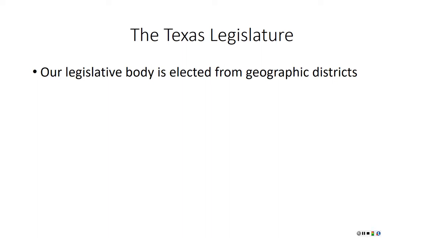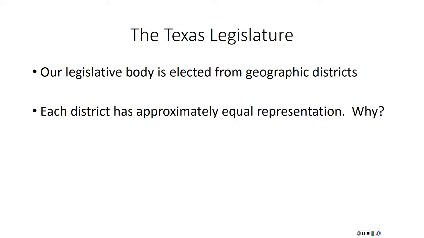Each chamber is elected from a smaller geographical area called a district. So our state senators represent a certain district. Our state House members represent certain districts. One thing that all these districts have in common is each district, whether it be a House district or a Senate district, must have approximately equal representation. Each district must have approximately the same number of people.